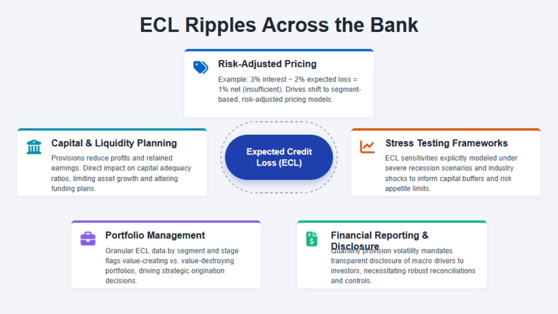Portfolio management has become more sophisticated. With granular ECL data by segment, customer, and stage, banks can identify which portfolios are generating appropriate risk adjusted returns and which are destroying value. Accounting systems and financial reporting carry far greater complexity because provisions change every quarter, and drivers of those changes need to be clearly disclosed and explained to the investors.